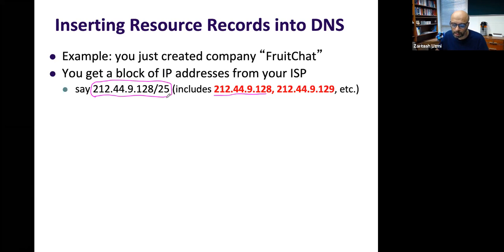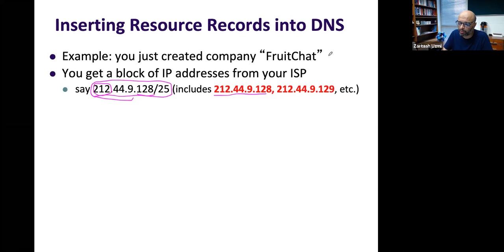/25 means the first 25 bits of 212.44.9.128. Remember, we said that you can convert every octet into 8 bits. So within the first 25 bits, these 3 octets come in fully, and then one bit of the 128 comes in, which is 10000000. So the last part can be anything, which means that this block contains lots of hosts. We will have more detail on this in the chapter after the next chapter. When we study IP addresses, there will be more detail, but this is a block of IP addresses.